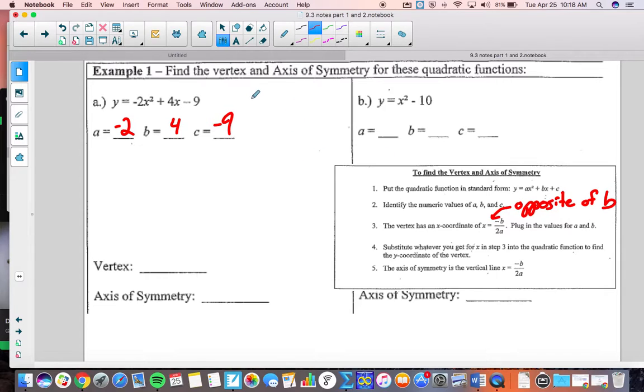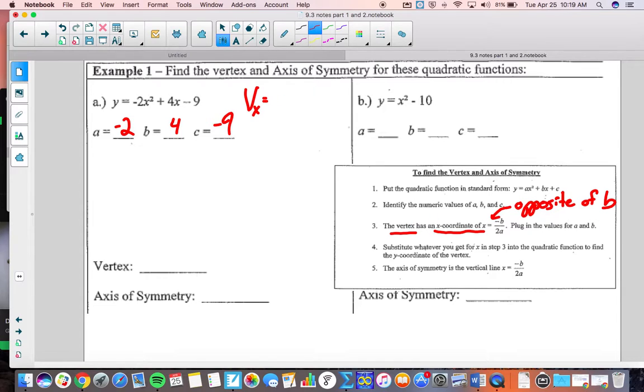When I get you in geometry, you're going to use a lot of subscripts because you're going to have a lot of parts of shapes and whatnot. So you'll use subscripts quite a bit. So v is for vertex, x is for the x coordinate of the vertex. I'm finding the x coordinate of the vertex.